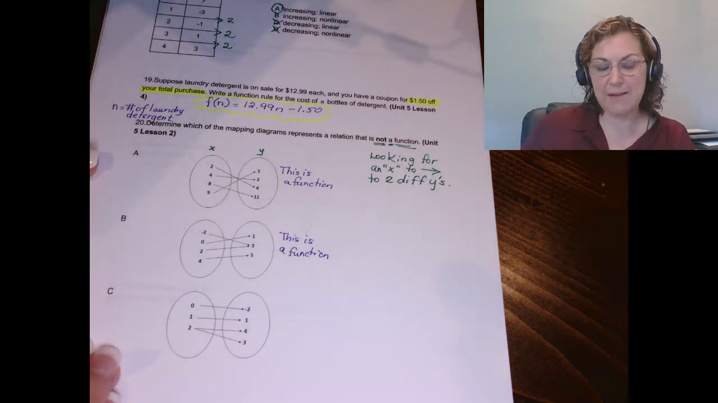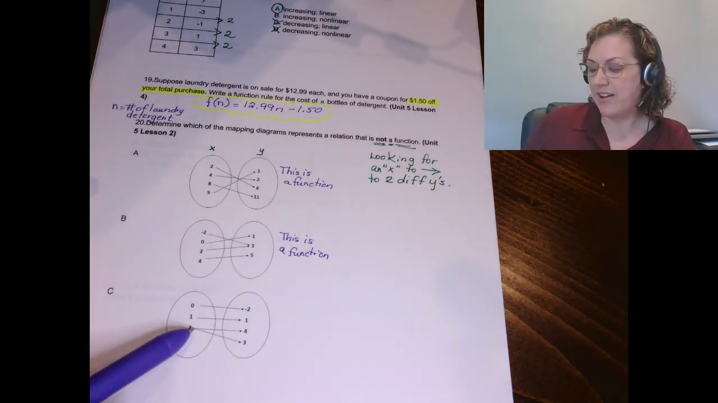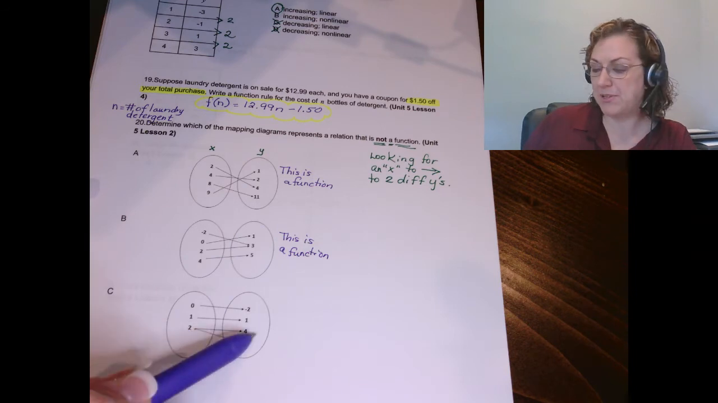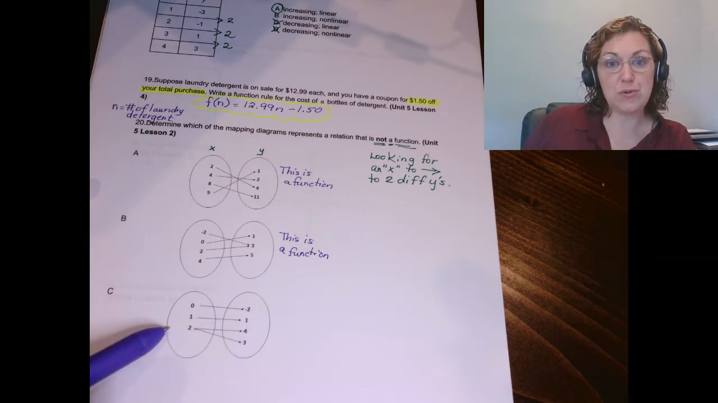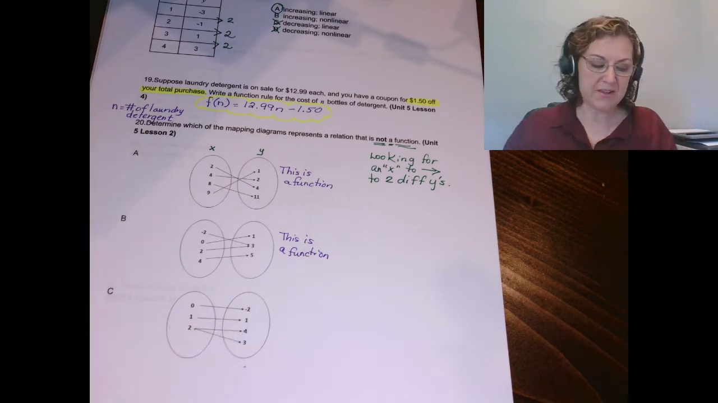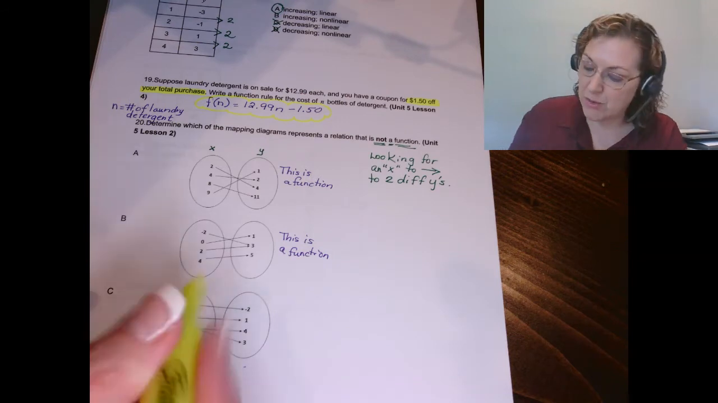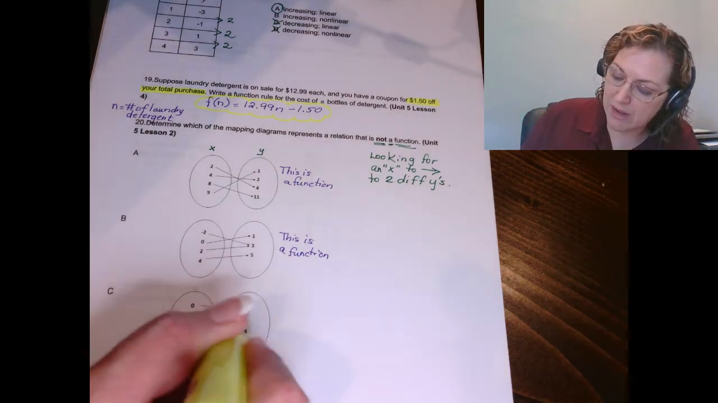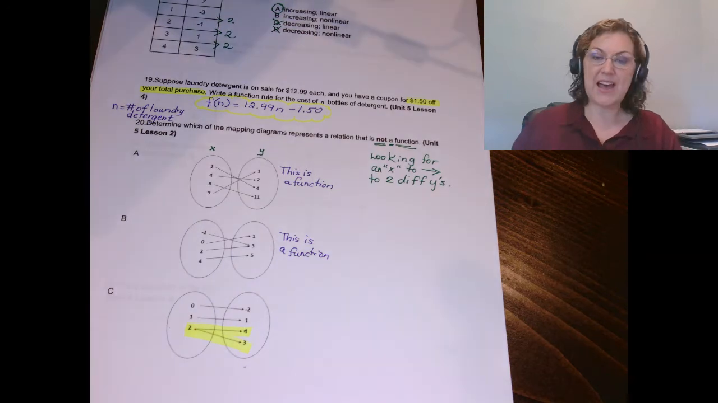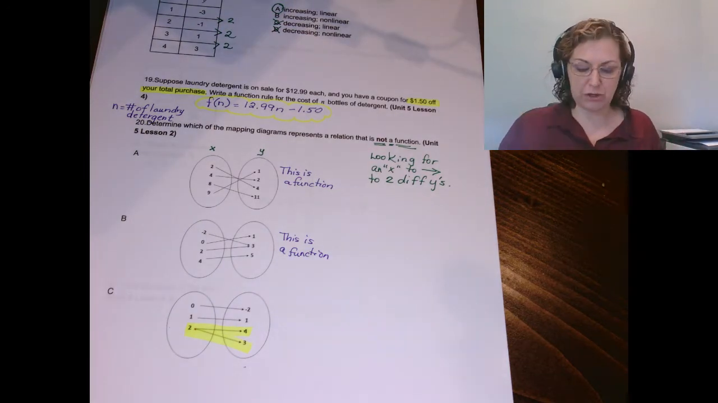But look at the C. We have 2 being mapped to 4 and 2 being mapped to 3. I'm going to highlight it so you know exactly what I was looking for on my review. That's what makes it not a function.